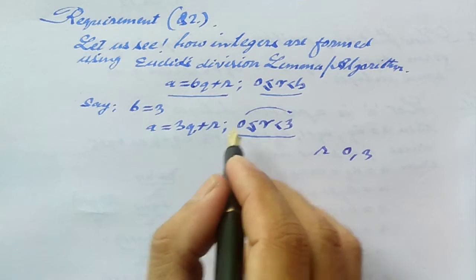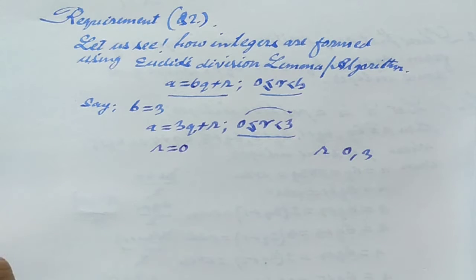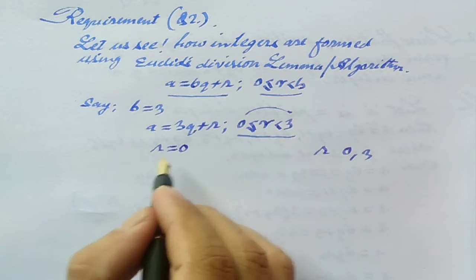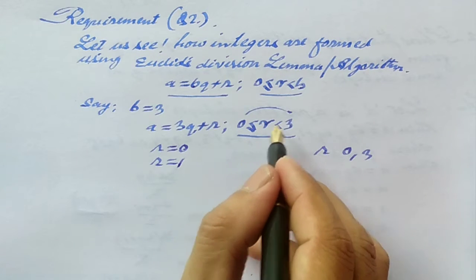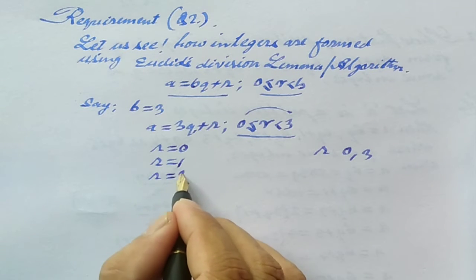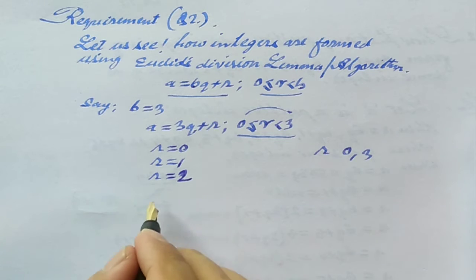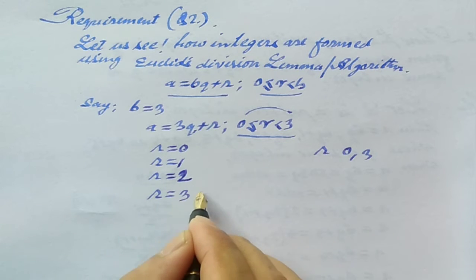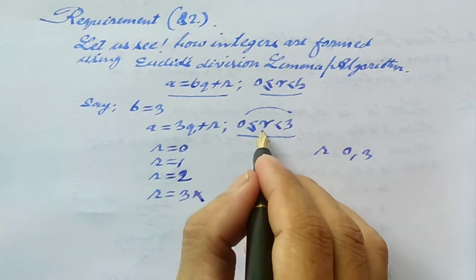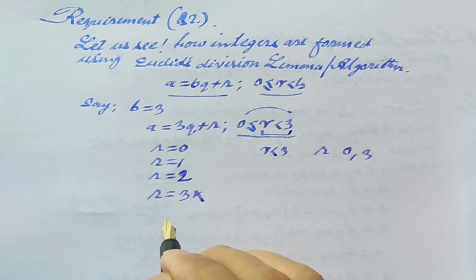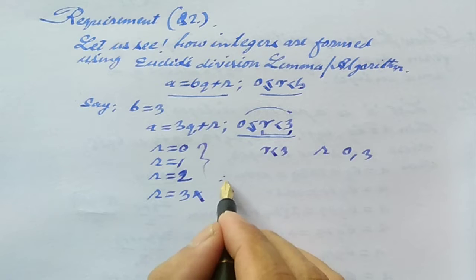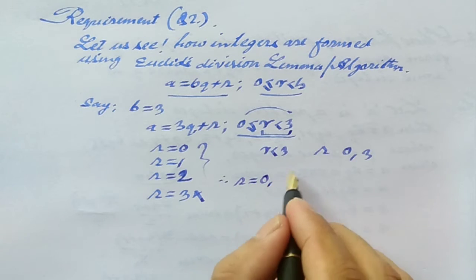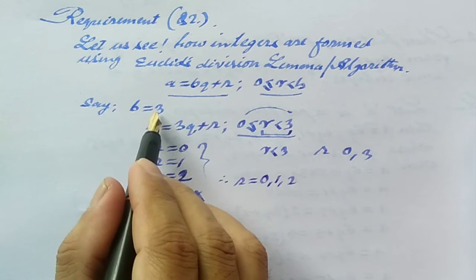So let us understand that r can be equal to 0, r can be equal to 1 because 1 is greater than 0, and r can be equal to 2. But we cannot write r is equal to 3 because r is less than 3. So we get r equal to 0, 1, 2. This is the possible relation when b is equal to 3.